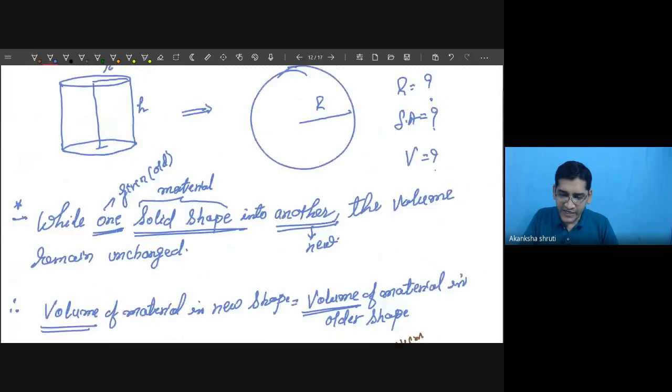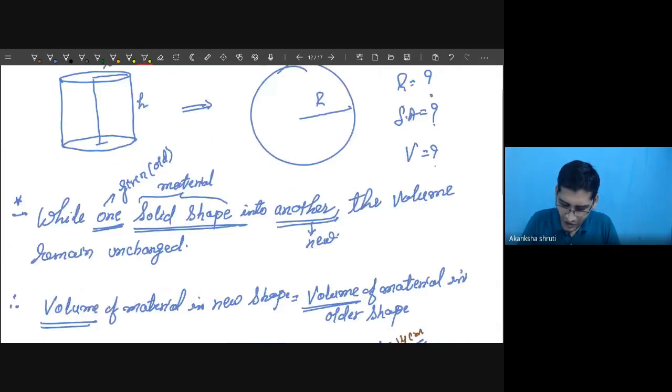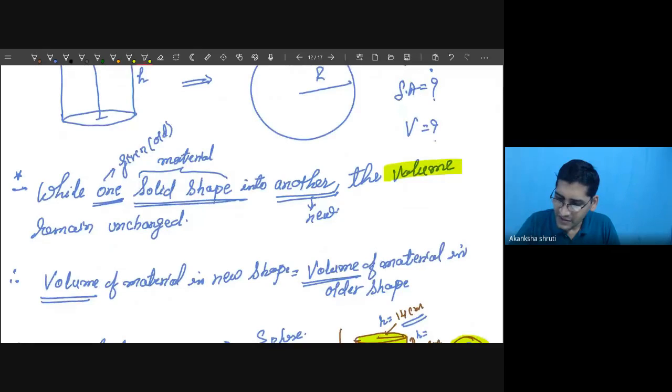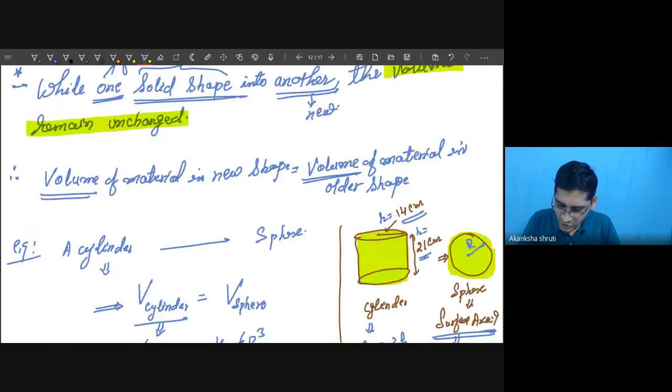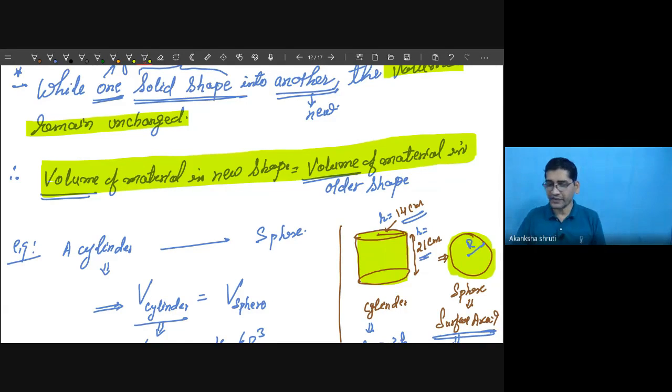What is important to be kept in mind is that during the transformation or during conversion of shapes, the volume remains constant or remains unchanged. The volume of the two shapes needs to be equated. It is the only concept for this topic. Okay, so it is this one.